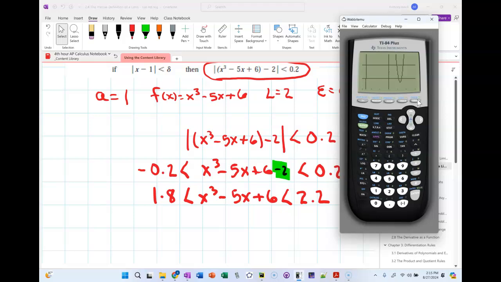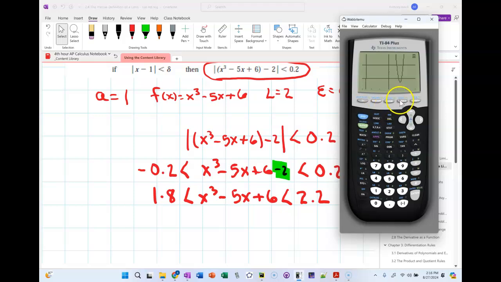Is everybody okay there? So now I'm only caring about the part of my function that happens in between those two. So I'm going to figure out what this x value is here, and I'm going to figure out what that x value is there. So far, so good? Do you remember how to do that with your calculator?